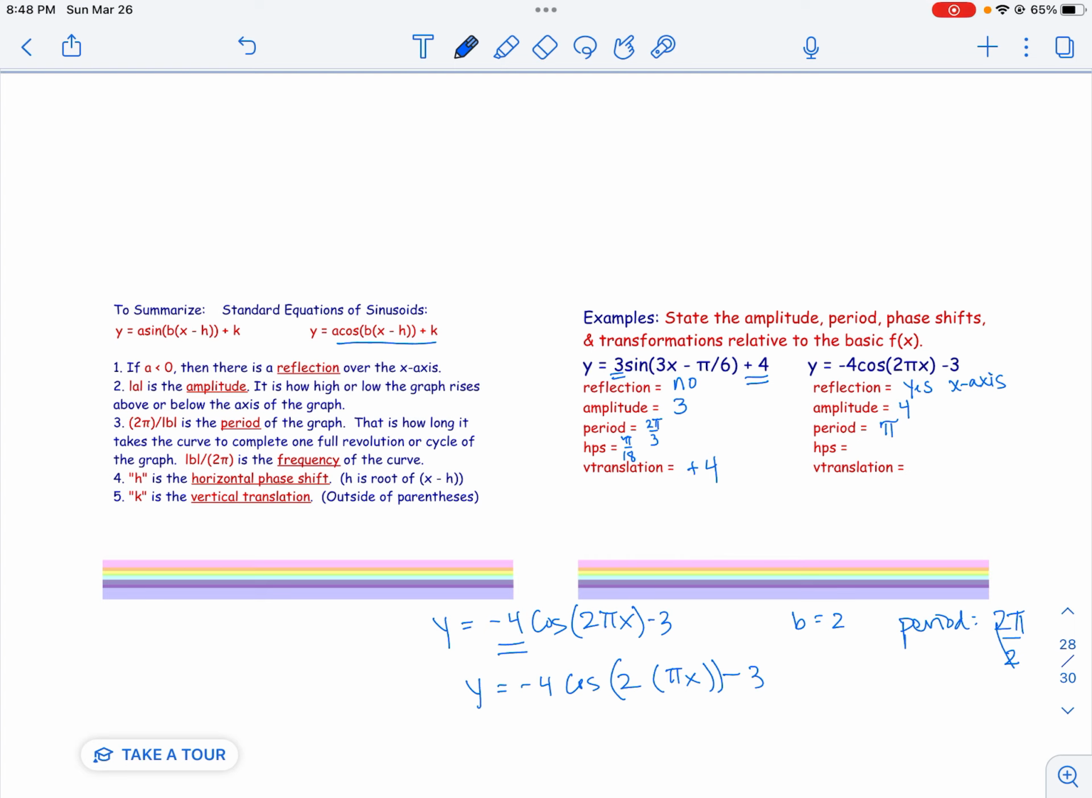I'm going to look at this value here inside of my equation. There is no h value attached, so I have no phase shift. It's going to start at 0, 0. Now, what kind of vertical translation do I have? I have a vertical translation of down 3.